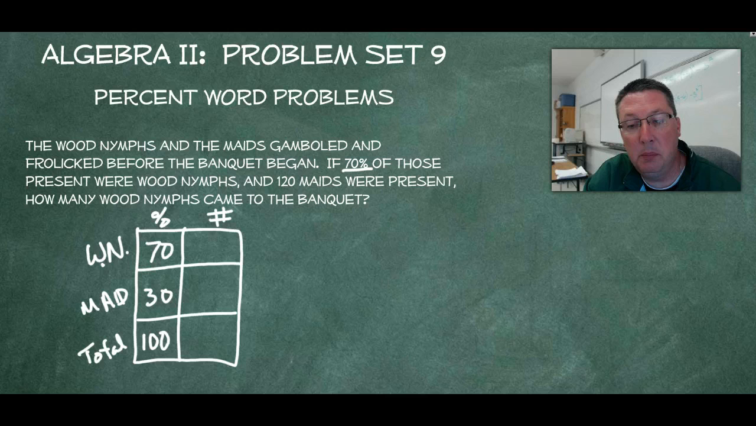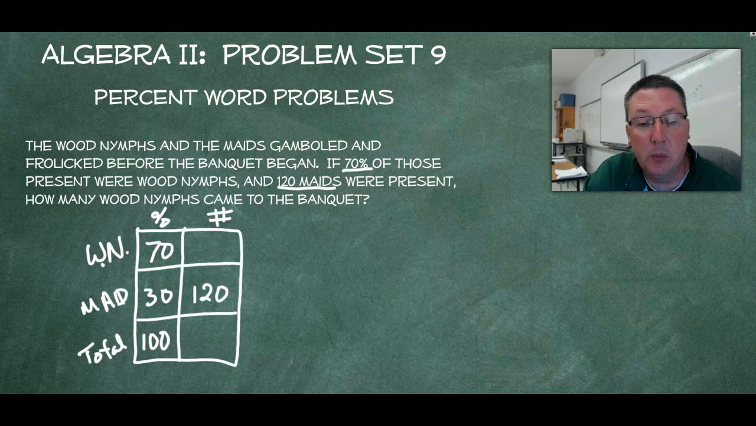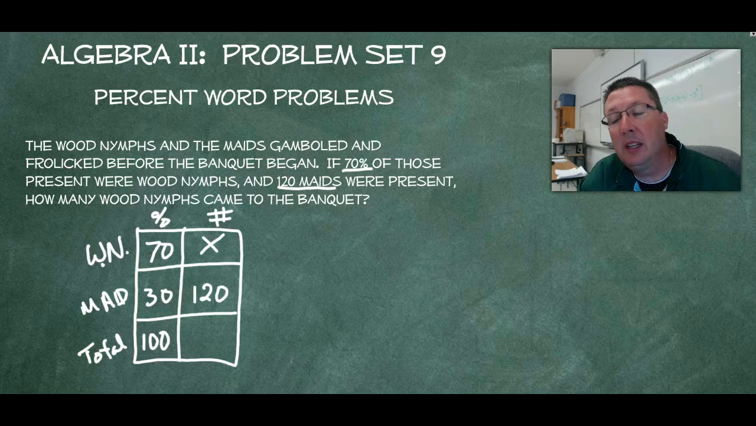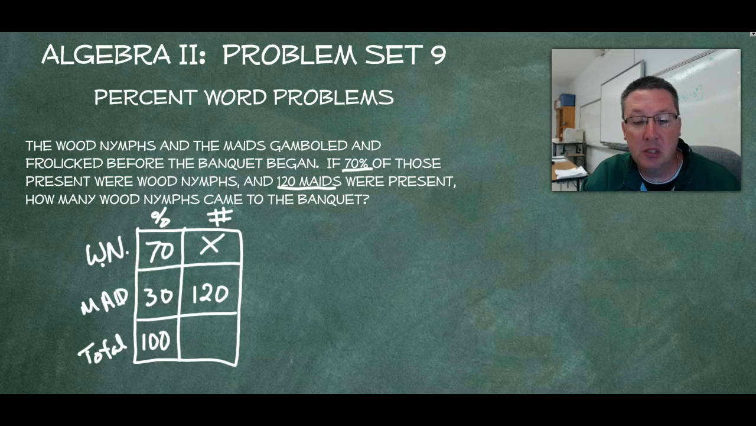Now, we look at the actual numbers that we know. It says 120 maids were present. Make sure that goes in the right spot. And then, what are they asking us to find? It says how many wood nymphs came to the banquet. So this problem, we're looking for the number of wood nymphs. Again, the challenge is make sure you get the X in the right spot and all the numbers in the right boxes. Because if you get one of those messed up, then the whole problem is off.